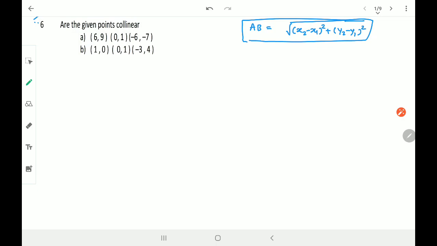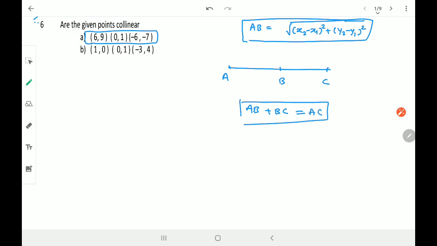Question number 6. It is about collinearity. That means whether three points are collinear or non-collinear, I can easily understand just by finding the distance. How will I do that? It's a simple idea. In case I have these 3 points A, B and C and they are collinear, that means they are on a straight line, right? So if they are collinear, then don't you think that AB plus BC is going to be equal to AC? That means the addition of two segments will be equal to the complete side AC.